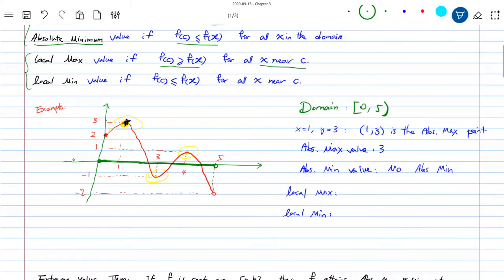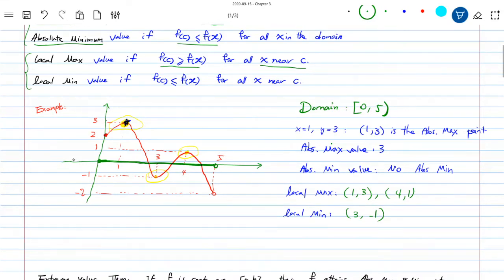Happens to be at (1, 3). And the other one is at (4, 1). These are the local maximums. And the local minimum happens to be at (3, -1).